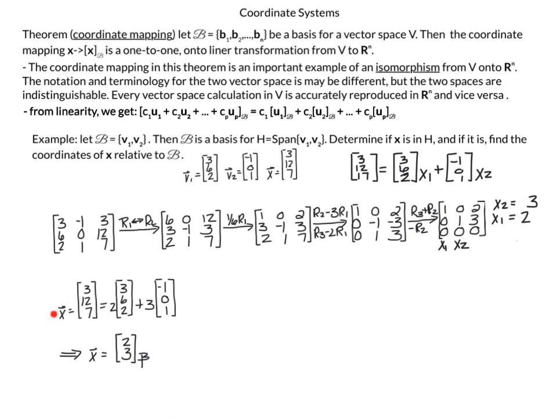In other words, X, which is equal to 3, 12, 7, is equal to x1, which is 2, times my first vector, 3, 6, 2, and 3 times my second vector, negative 1, 0, 1. So this is how X is written as a linear combination. Then to find the coordinates of X relative to B, that would be these coefficients here, 2 and 3, the coefficients in front of the basis vectors. So 2, 3 with respect to this basis B.